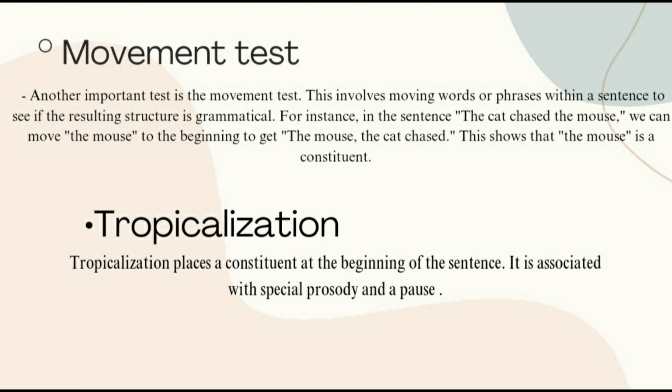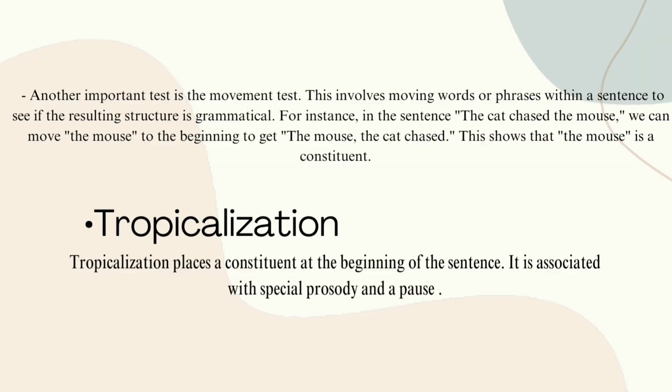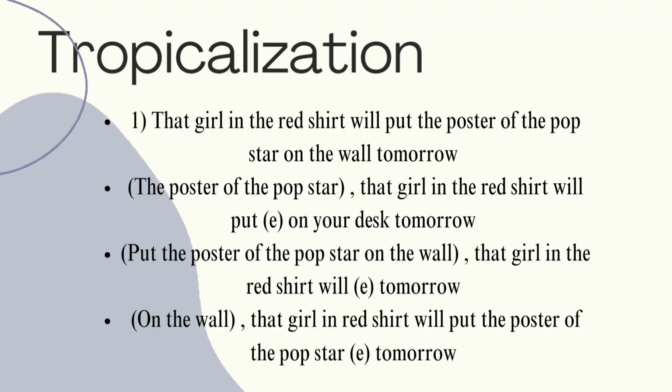The movement test consists of topicalization. Topicalization places a constituent at the beginning of the sentence in many languages, including English. Topicalization is associated with special prosody and a pause, represented in the orthography as a comma. Let's see this example. The girl in the red shirt will put the poster of the pop star on the wall tomorrow.